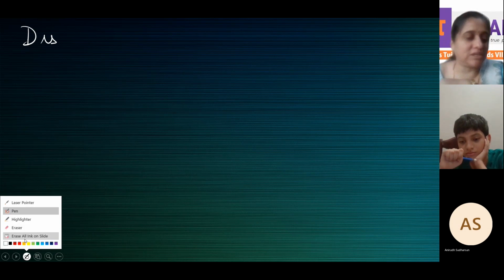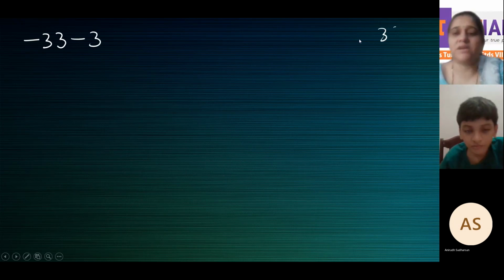Now we'll understand the distributive property. Before we go to that, let me check if you people remember how to add, subtract, multiply, and divide integers. Let me recall it for you and then ask you questions. Supposing we have to find minus 33 minus 3. There are always two things, sign and the number. The number is 33 and the sign is minus.